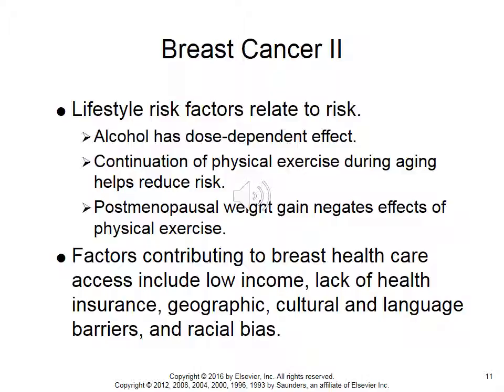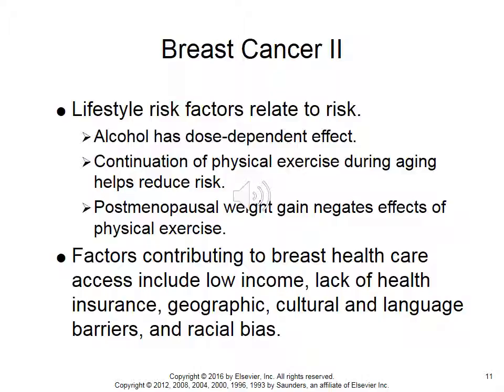Postmenopausal weight gain, so weight gain that occurs after women go through menopause, negates the effect of physical exercise. So what that means is if you have a woman who becomes more obese after she goes through menopause, but she has exercised her whole life, those two things kind of balance each other out. So it's important to help control that weight gain after menopause so that you're not negating the effects of the physical exercise that you're continuing.